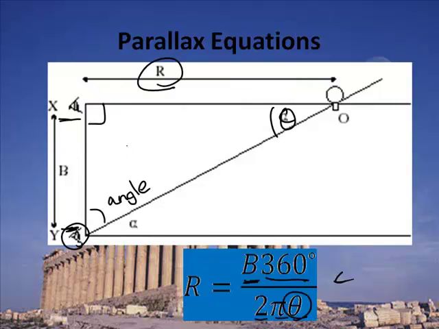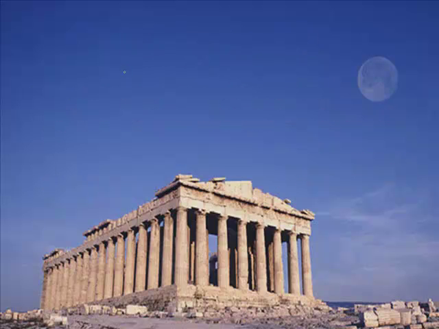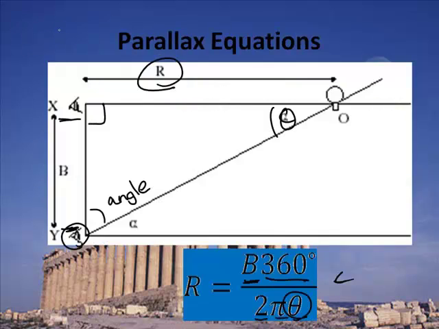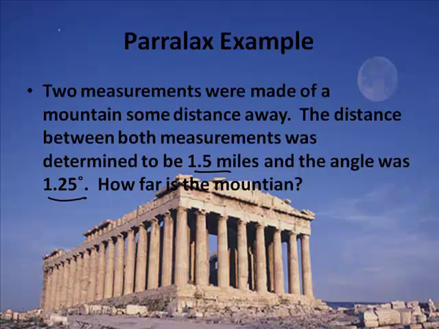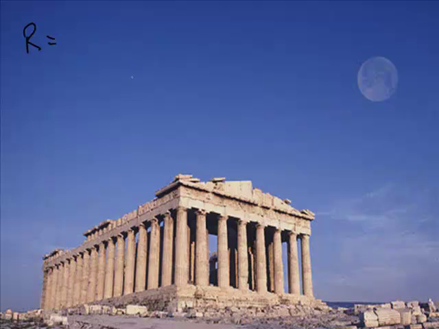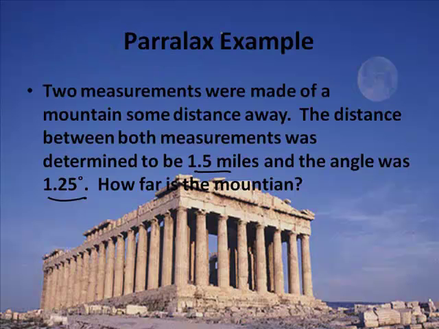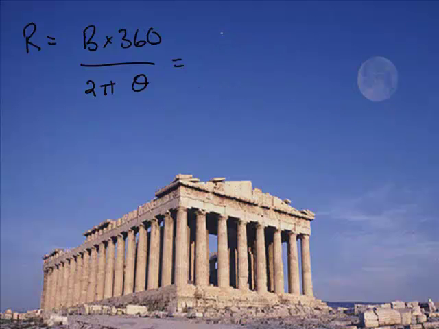All right, R equals, let me write that down. R equals, I can't get it in my head here. Where did I put it? It's B times 360 over 2 pi times theta. Now, what was B in this case? That's the distance. It's 1.5 miles.